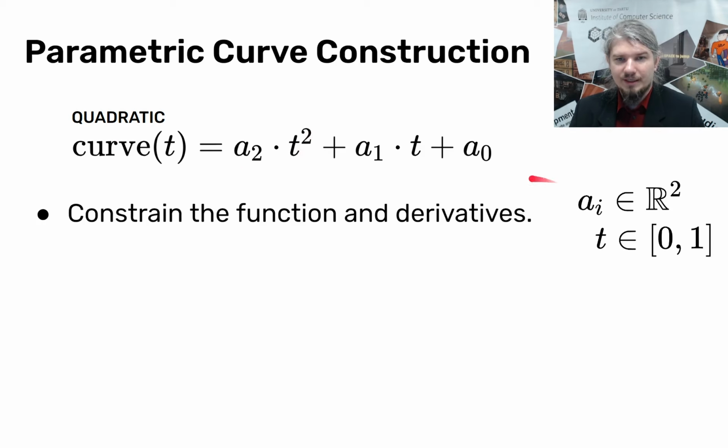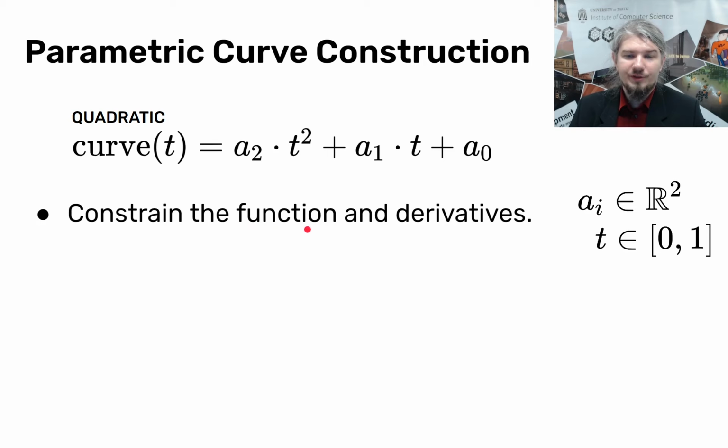Just a regular quadratic function, except that now the parameter is this t. And our coefficients here are actually vector coefficients. So in 2D, all our a's here will be two-dimensional vectors. If you think more about this, then this quadratic parametric curve actually has two quadratic functions: one for the x coordinate and one for the y coordinate. But they're just encoded in this one row.